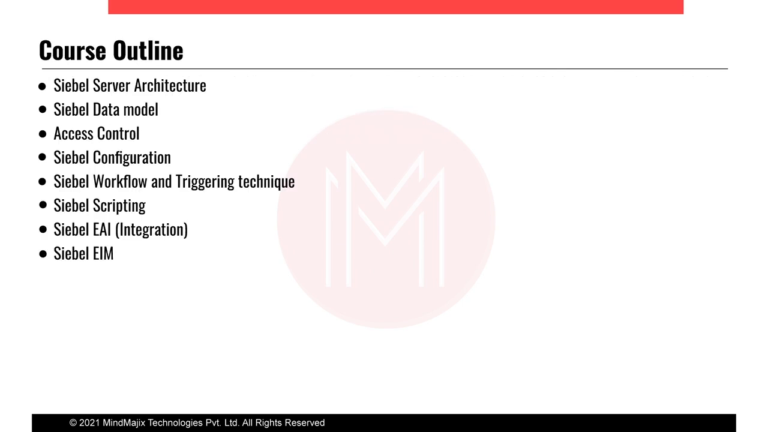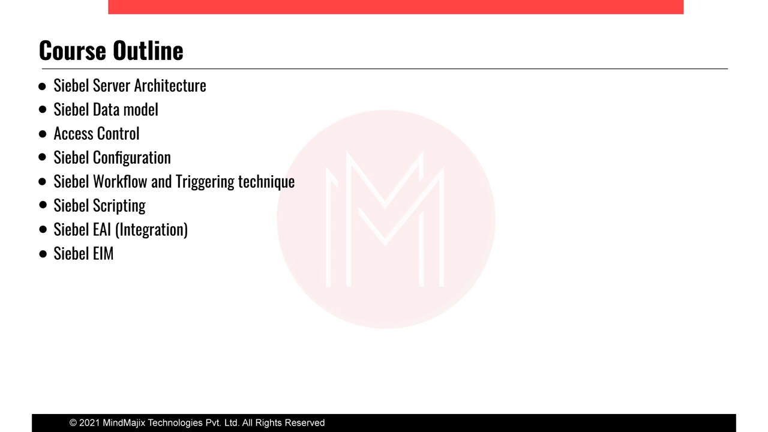The course outline. As part of this course, what are the things we will be describing? We will be explaining the Seibel server architecture. As a developer, we have to understand what exactly the server architecture is, how Seibel works, what the background components present in the Seibel server are, and who takes care of our request and response. So all those things we will be understanding. What are the objects present in the Seibel server? Those things you will be understanding as part of Seibel server architecture.